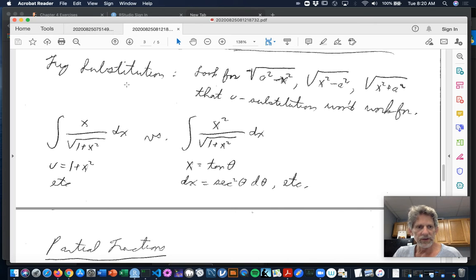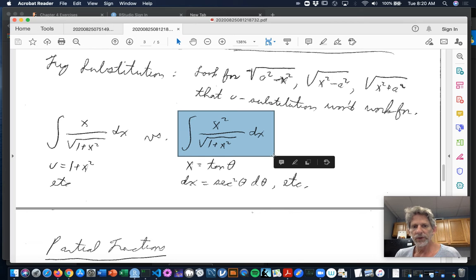In this first example, you don't need trig substitution. A regular u substitution is going to be fine. Let u be 1 plus x squared, and du will be 2x dx, which is just a constant away from what you got left up here. And you'll end up with an integral of u to the negative 1/2, which is going to be easy to do.